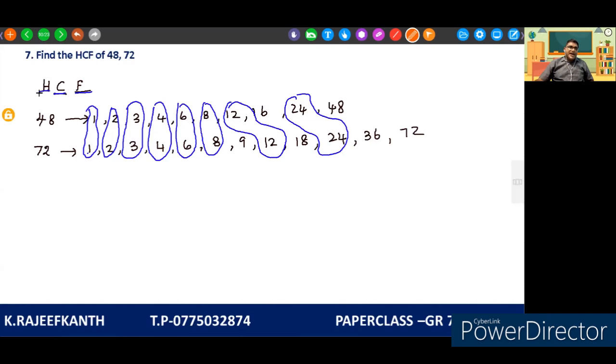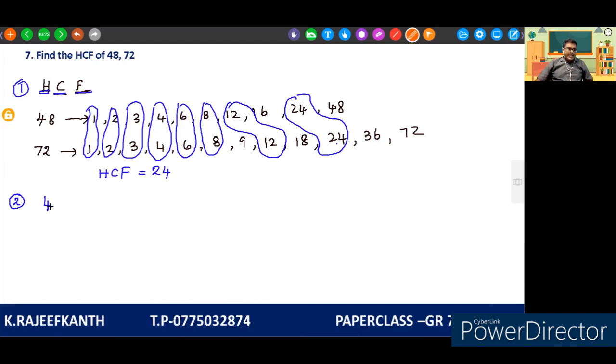Now we have to find the highest common factor. That means we have to find the highest value among the common factors. So 24 is the highest value, no? Here 1, 2, 3, 4, 6, 8, 12, 24. In these common factors, 24 is the highest. So the highest common factor is 24. This is the first way. We can find the highest common factor by 3 or 4 methods, right? Here I will explain only 2 methods. Then the second method. So how can we find the highest common factor in the second method?